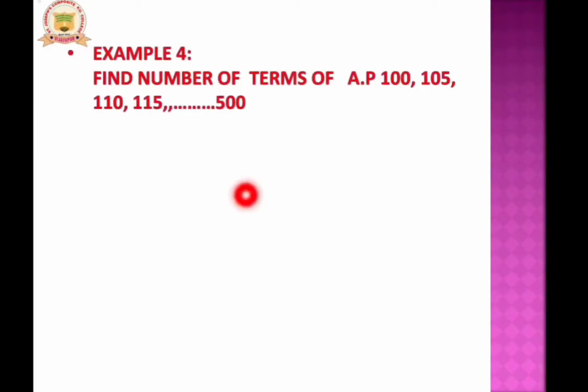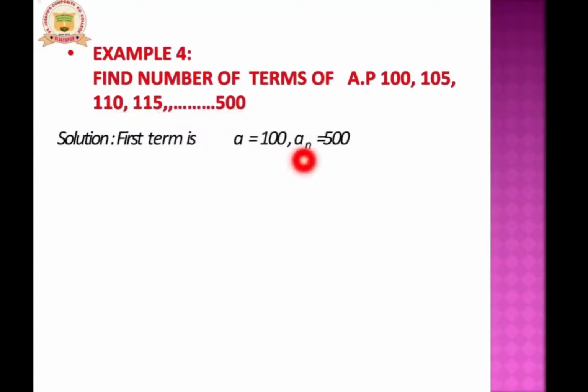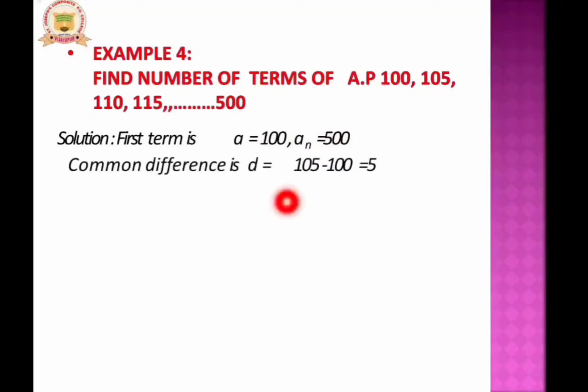Next example, that is the fourth example. Find the number of terms of the AP 100, 105, 110, 115, and so on up to 500. Here the first term, that is a, is 100 and an, that is the last term, is 500, and the common difference is 105 minus 100, which gives you 5.